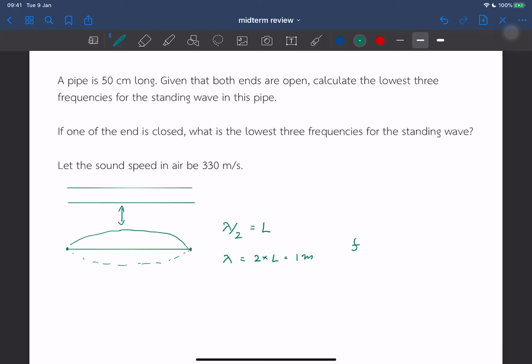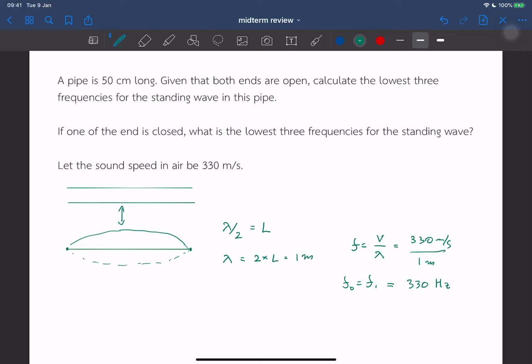That means the frequency is simply equal to v over lambda. So it's 330 meters per second divided by lambda, 1 meter, and the answer is 330 hertz. That's what we call the fundamental frequency. Sometimes we call this f0, and some books call it f1. They mean the same thing. It's the fundamental frequency or the first harmonic, which is the lowest frequency you can have for a standing wave in this kind of problem.